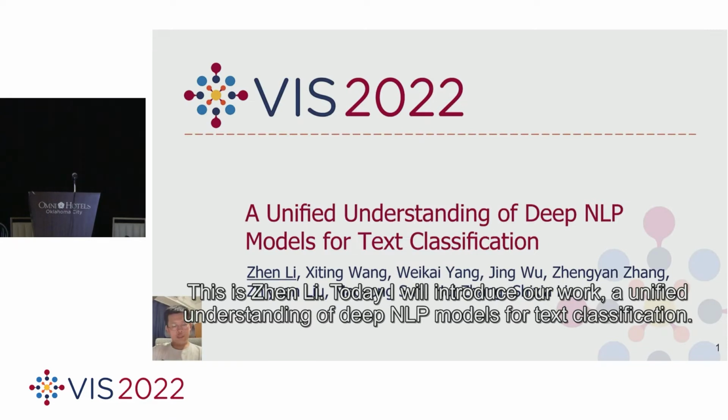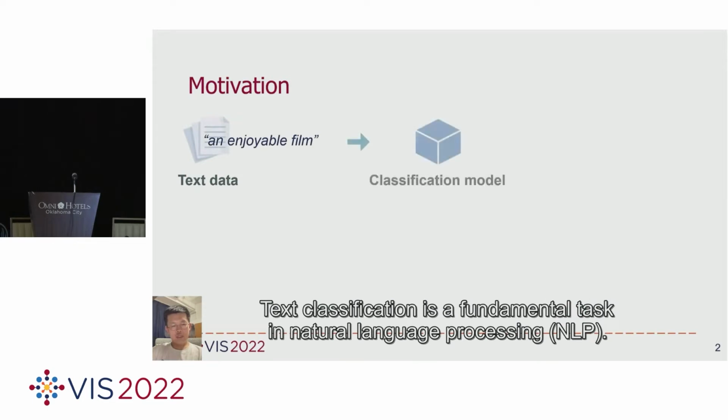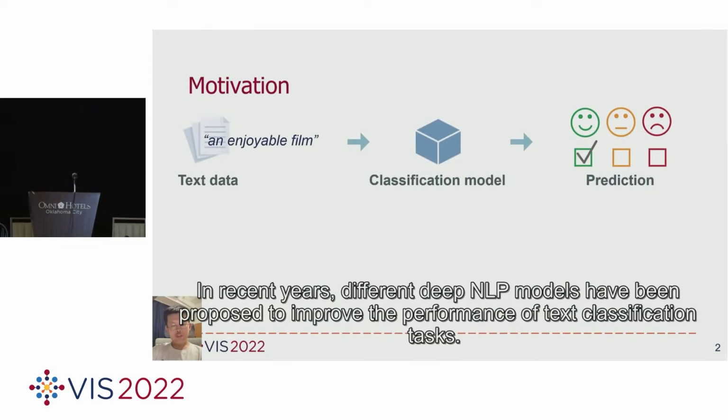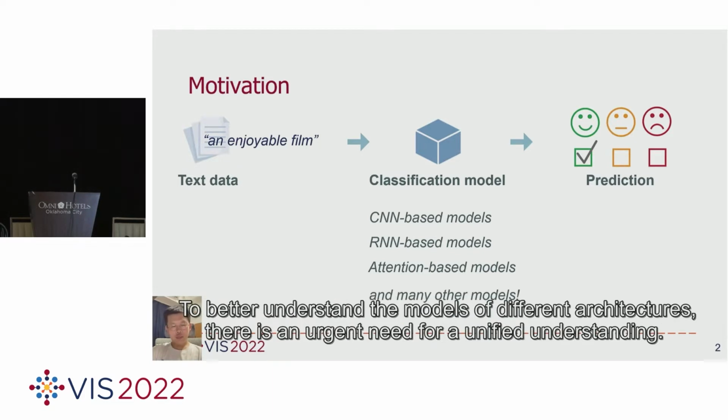This is Jen Lee. Today, I will introduce our work, a unified understanding of deep NLP models for text classification. Text classification is a fundamental task in natural language processing. In recent years, different deep NLP models have been proposed to improve the performance of text classification tasks. To better understand the models of different architectures, there is an urgent need for a unified understanding.